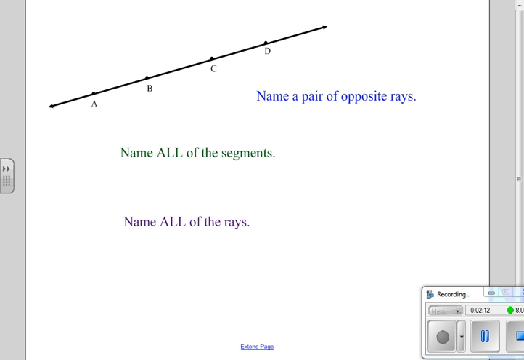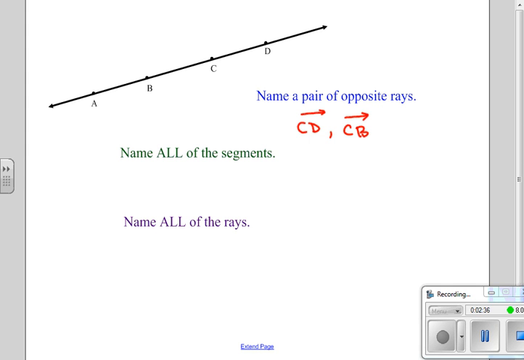One such case is here. In this diagram, a pair of opposite rays, I could say ray CD and ray CB, or I could name that second one ray CA. I would not be able to name a pair of opposite rays that started with the letter A because I can only name things to the right of A, and then I wouldn't be able to do its opposite.